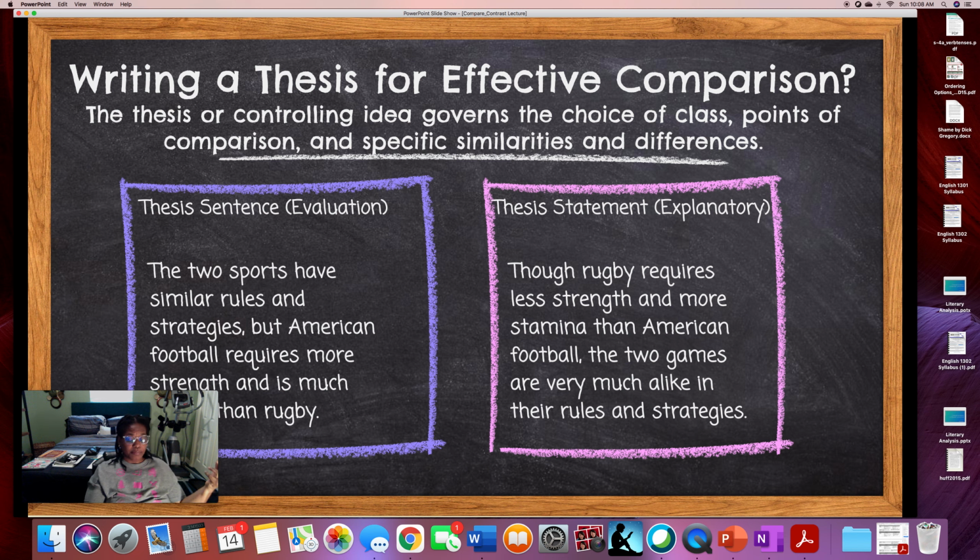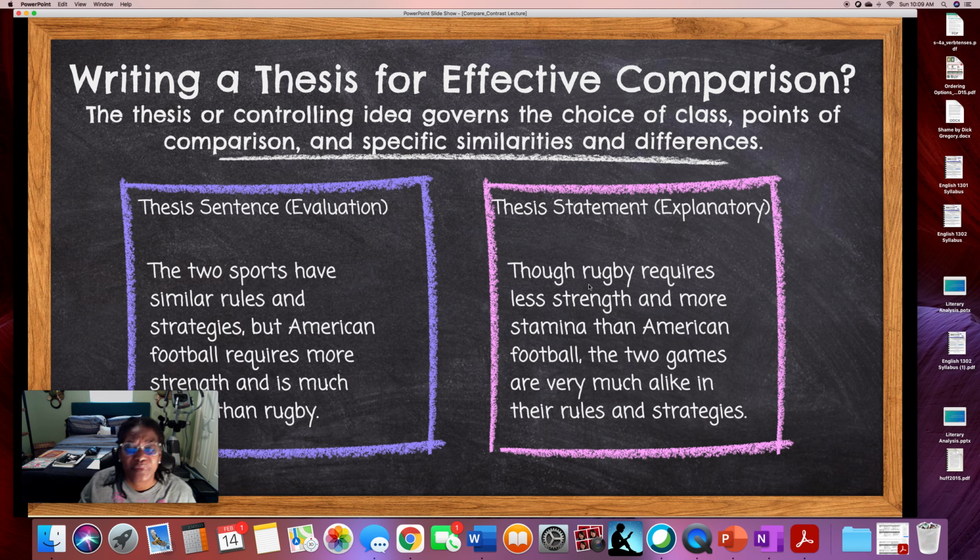And though the two sports are similar, they do have some major differences between them. And so because the subject is similar but also has differences, this makes it an ideal subject for me to discuss, right? I did the thesis statement both ways to show you what an explanatory thesis statement would look like and what an evaluative thesis statement would look like, right?